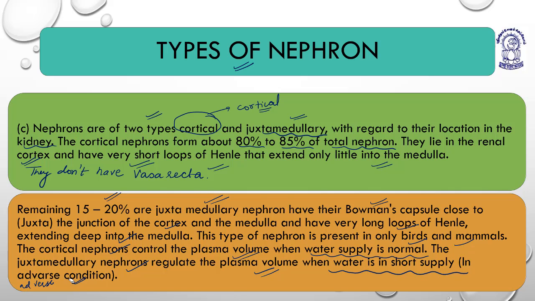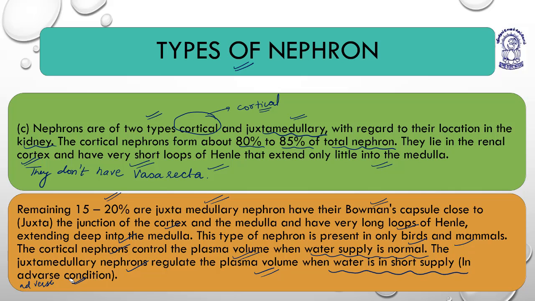So the nephrons are of two types: juxtamedullary nephrons and cortical nephrons. Cortical nephrons don't have vasa recta. Juxtamedullary nephrons have vasa recta, and they control plasma volume when water supply is short, in adverse conditions. Is it clear? The cortical nephrons control the volume of plasma when water supply is normal.